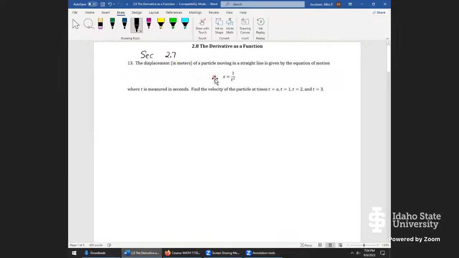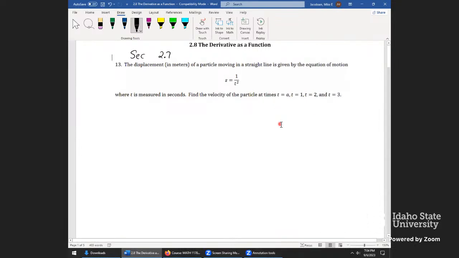they ask us to consider this displacement function right here. s is 1 over t squared. Right away, you could say, if you like, that this is a new function f of t. That's valuable because the formulas that we use function notation. They might not use just an s or a y function.